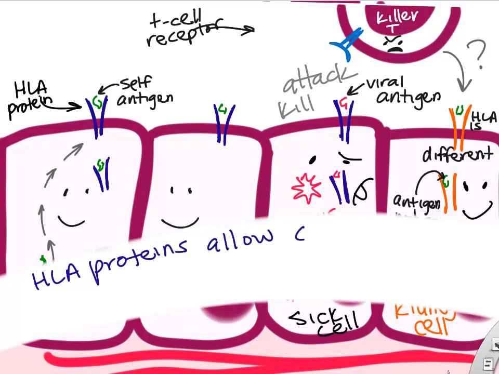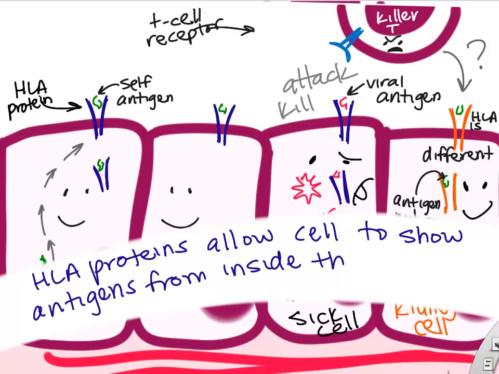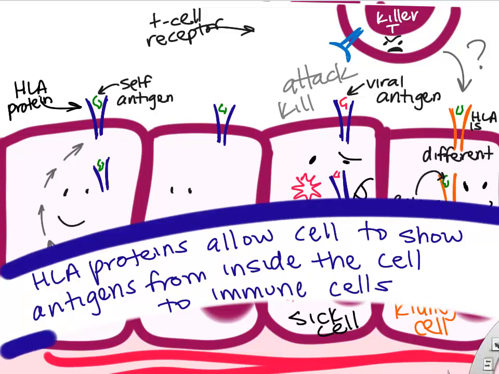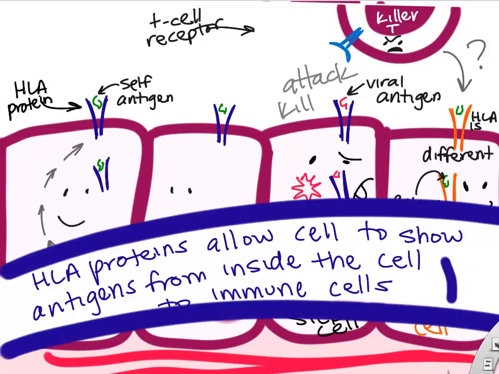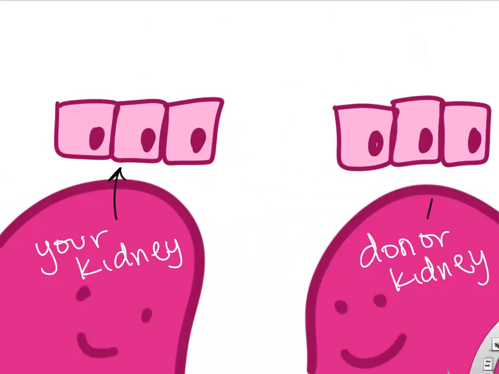These HLA proteins allow the cell to basically show off little antigens that would normally be found inside the cell. And so this is important for our immune system to know what's going on with our cells. So remember, the little HLA protein and its little antigen will mark you as yourself, but then it'll mark other cells, virus-infected cells or cancer cells, for destruction.